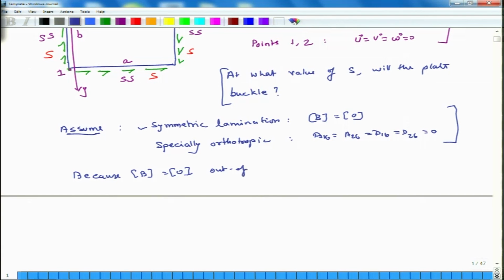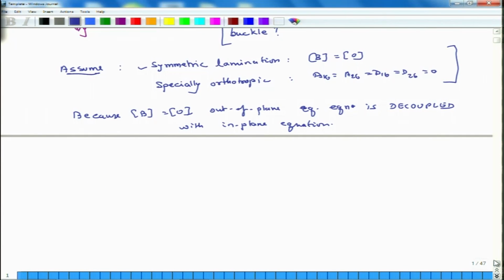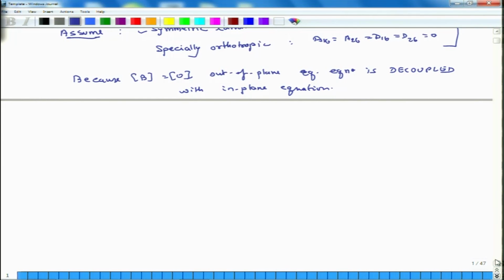out of plane equilibrium equation is decoupled with in plane equilibrium equation. Okay. So, what that means is that I can now use only the third equation, and if I solve the third equation, then I should be able to predict at what value of S the system will buckle.